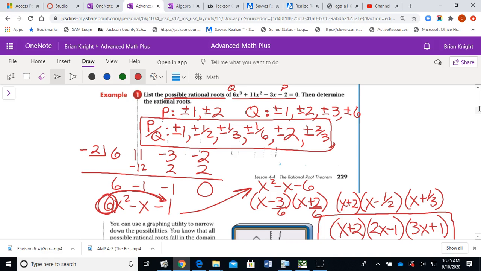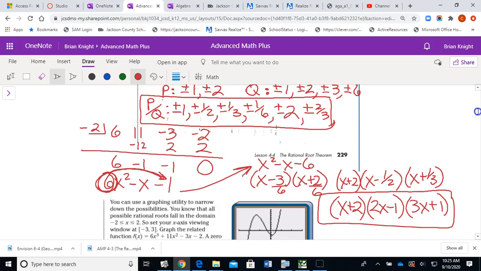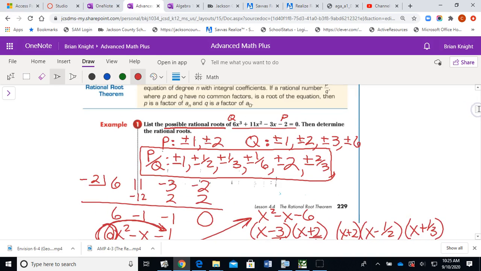Okay? All right? Yes, sir. The P, again, is the last number. The Q is the first number. The P's are the factors of the last number, and the Q's are the factors of the first number. That's where I got it. Okay?